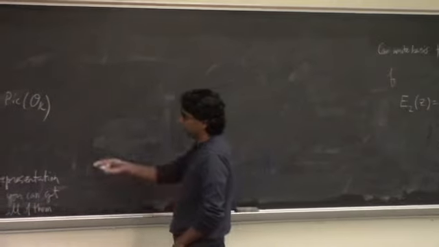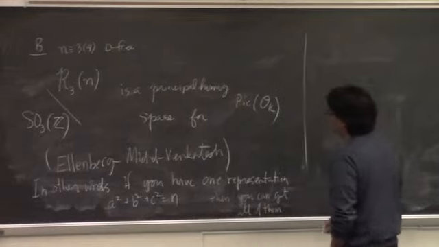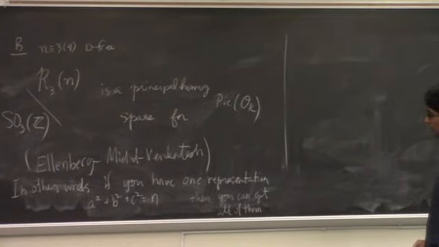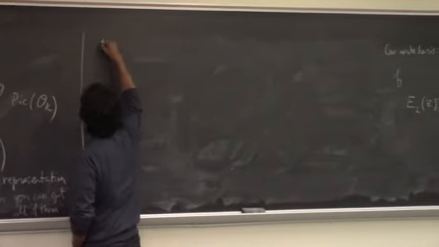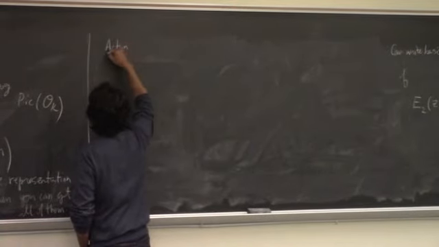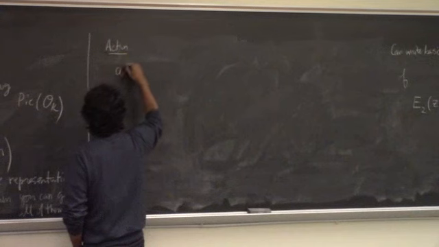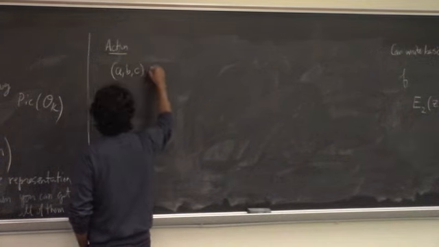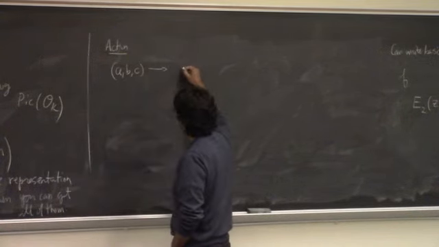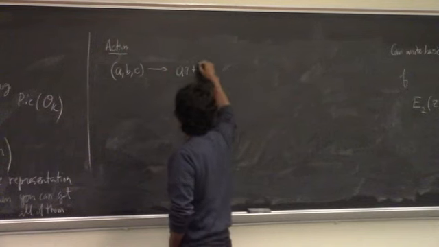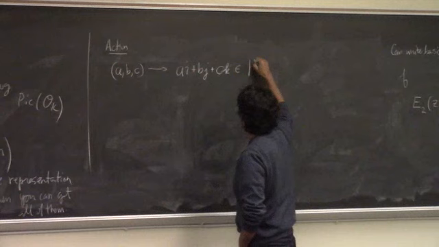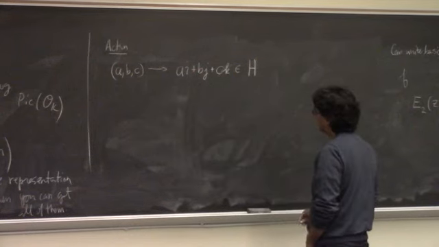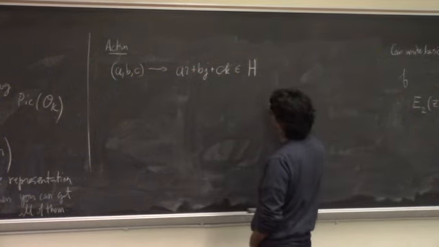Maybe I'll just quickly get a sketch of what this action is. It's kind of nice. So starting with a, b, c, let's associate this quaternion ai plus bj plus ck in H. Well, H denotes the space of Hurwitz quaternions.